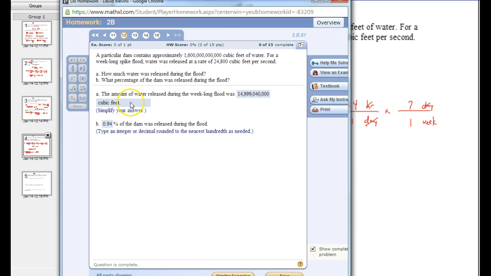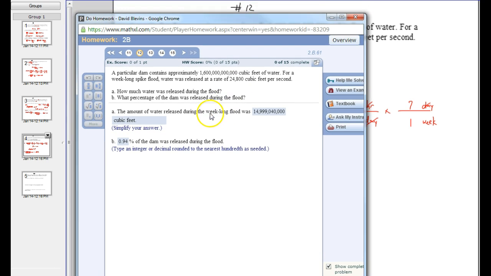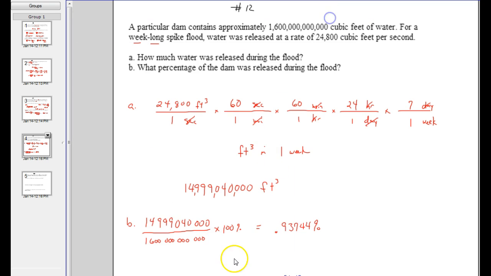Then this will be a drop-down question. You have to know your units. So, it's cubic feet. There's the week-long flood, so you don't have to put cubic feet per week because it says week-long. And then they rounded it to the nearest hundredth. So they rounded it right there.